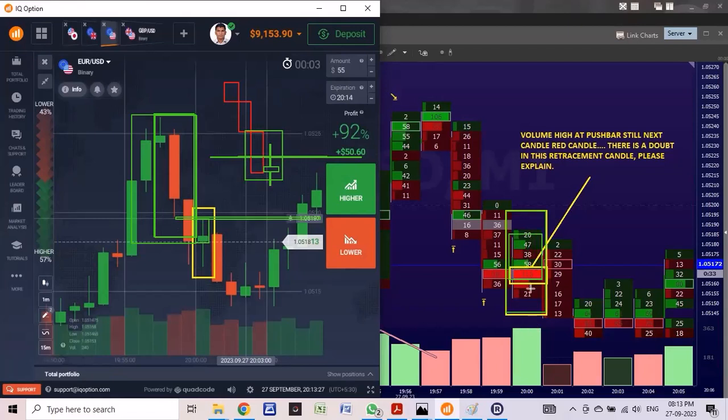So this is a push bar because volume is high at this area. Okay, so it's a push bar. Volume is high exactly at this point. Now see the color. Which color is this one? It's a red color. That means seller's volume is high here.